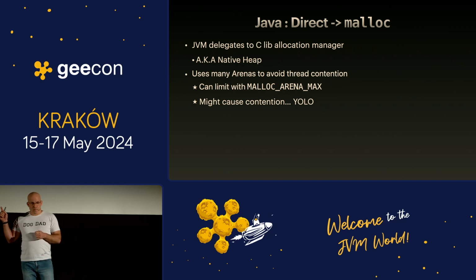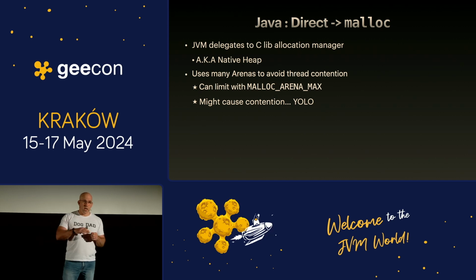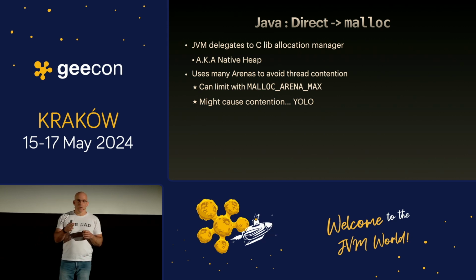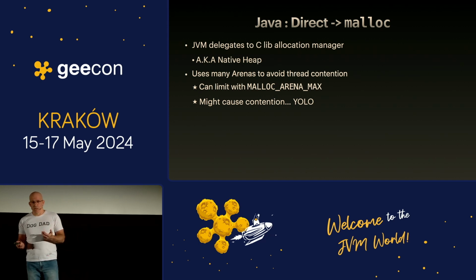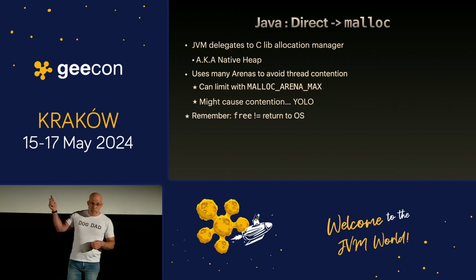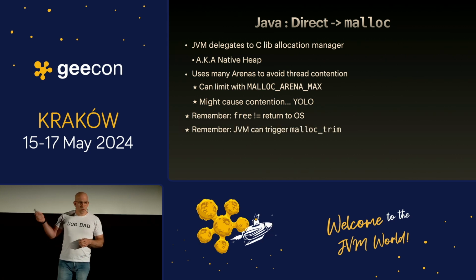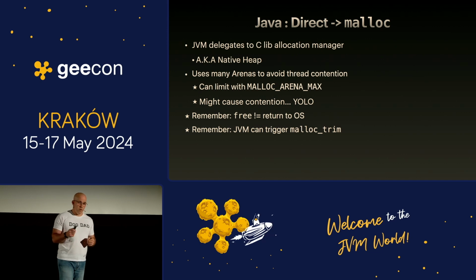And so you can probably reduce the malloc arena max to something like 4 and save yourself a ton of memory just like that. So that's worth trying out if you're trying to reduce the RSS of your process. It might cause contention because you're doing direct allocate from lots of threads, but then you know what you're doing, right? Okay. Remember, again, if you free, that doesn't go back to the OS. And remember that you can trigger malloc trim on a timer, on an interval, and that's probably going to save you a ton of memory as well.